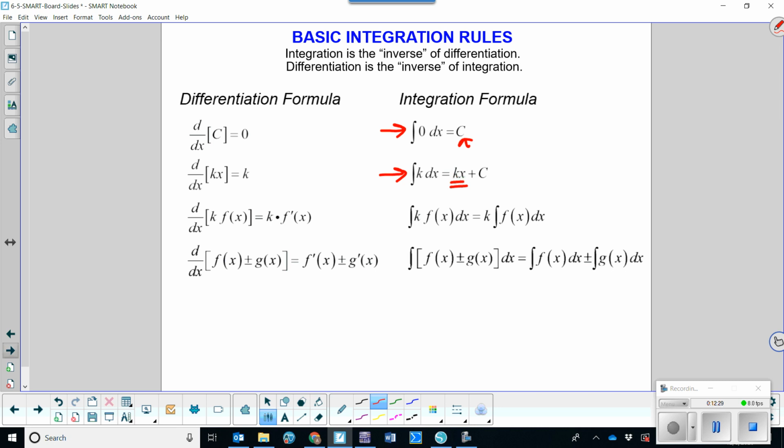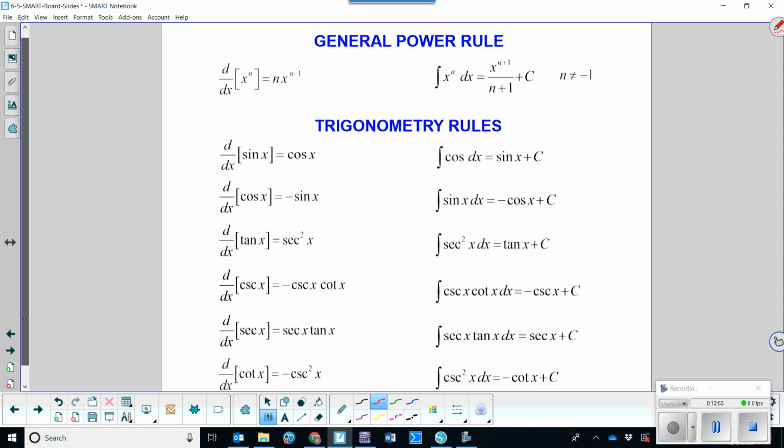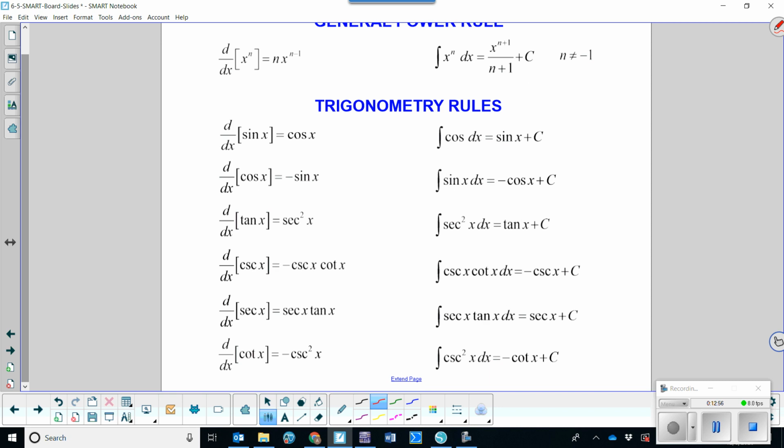This rule just says you can pull the constant out in front, just like you can for derivatives, and this one simply says plus and minus, you can just add and subtract and do each integral separately. Those rules are basically the same. So on the left are the differentiation formulas that relate to that. Again, nothing new really. This looks like a whole bunch of formulas, but it's not. This one is super heavy duty, definitely going to use this a bazillion times. So make sure you know that.